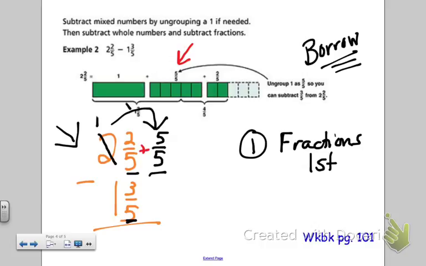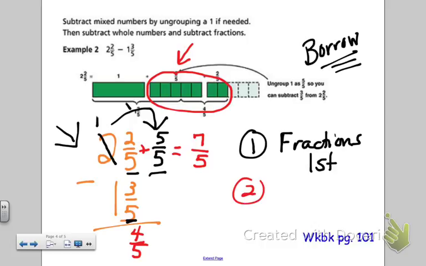So I had 2/5 there. I borrowed 5/5. Now what do I do? Now I need to combine them. I have now a total of 7/5. Look here. Here's 5/5 plus 2 more, there's 7/5. So I combined the 5/5 that I borrowed with the 2/5 that was there. Now there's 7/5. And now I can do that subtraction that I couldn't do before. I couldn't originally take 3/5 from 2/5, but now I can take 3/5 from 7/5, and that leaves me with 4/5.